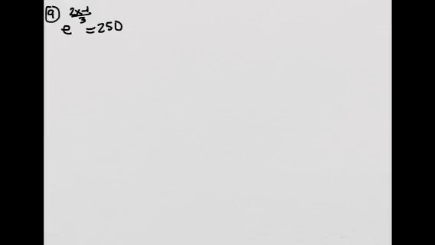Okay, so for this one, e is already by itself with the exponent, so we would just do natural log of 250 equals the exponent. So that means you multiply both sides by 3. So you get 3 times natural log of 250.